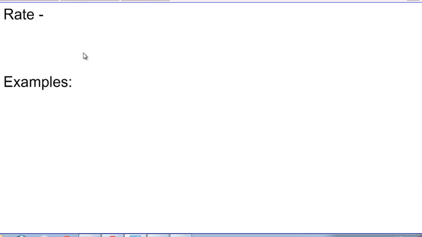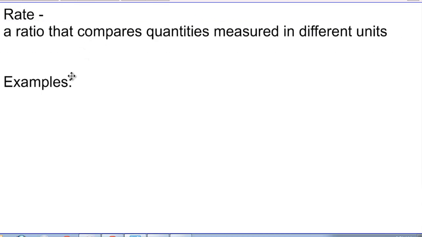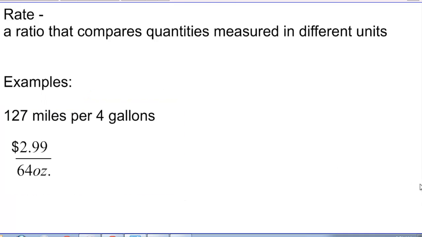We also have rates, and a rate is a type of ratio that compares quantities measured in different units. Examples of rates would be miles per gallon, if I know that my car goes 127 miles per 4 gallons, or if I'm at the store and I see that something that's 64 ounces costs $2.99, so $2.99 per 64 ounces.